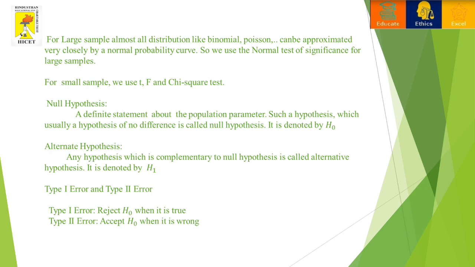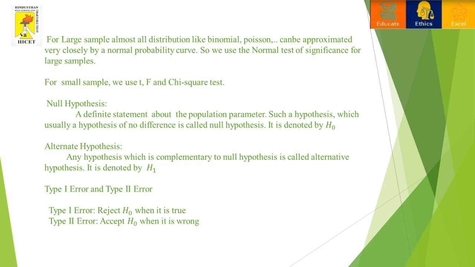Null hypothesis. A definite statement about the population parameter. Such a hypothesis, which is usually a hypothesis of no difference, is called null hypothesis. It is denoted by H0. Alternative hypothesis. Any hypothesis which is complementary to null hypothesis is called alternative hypothesis. It is denoted by H1.